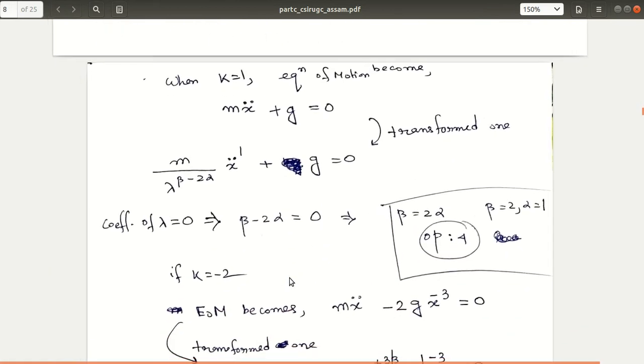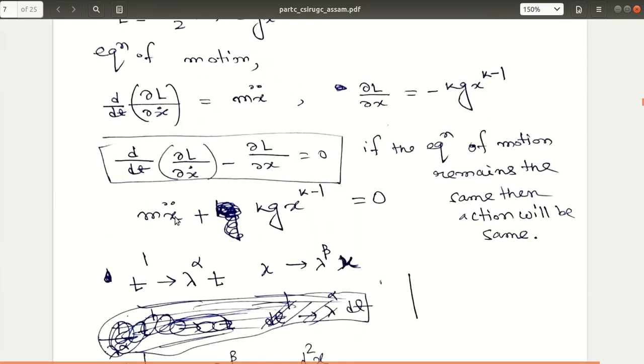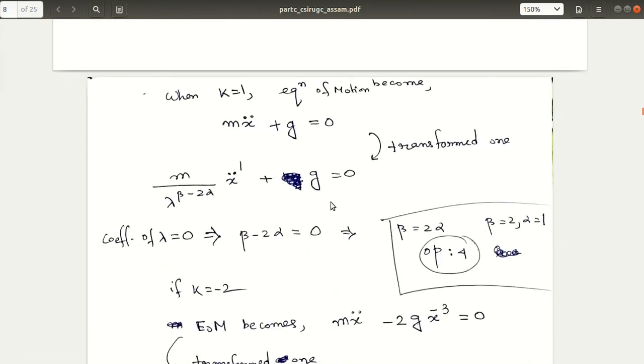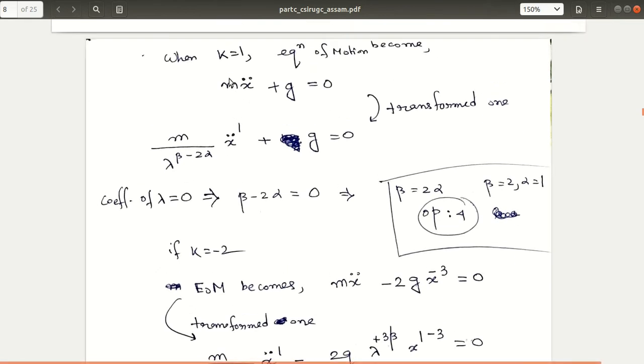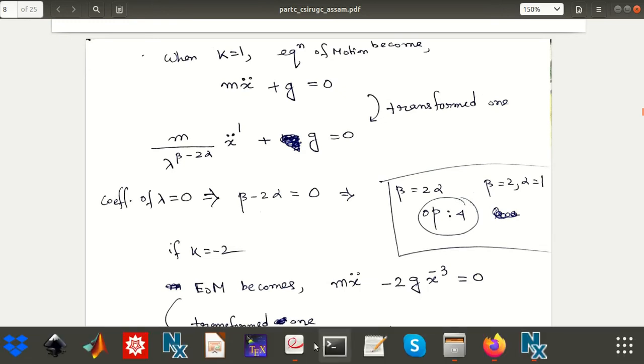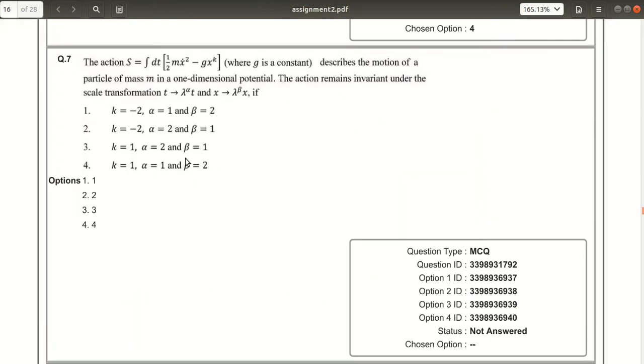Let's first look at k equal to 1. For k equal to 1, this equation becomes m x double dot plus g equal to 0, and it will be transformed in the primed coordinates. It will be like m lambda to the power beta minus 2 alpha x double dot prime plus g equal to 0, and as you can see, this should be exactly the same as the original. We need the power exponent beta minus 2 alpha equal to 0. So beta is equal to 2 alpha, and only option 4 satisfies that.